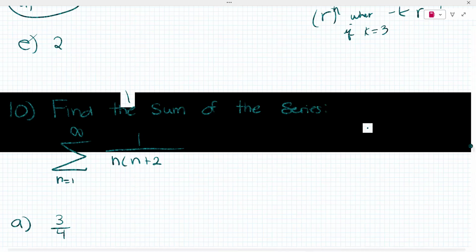And find the sum of the series, the summation from n equals 1 to infinity of 1 over n times n plus 2. So what do we know? There are a few tests we can use because it's a rational function and we want to find the sum. We could do geometric, telescoping, and technically you can do Taylor.